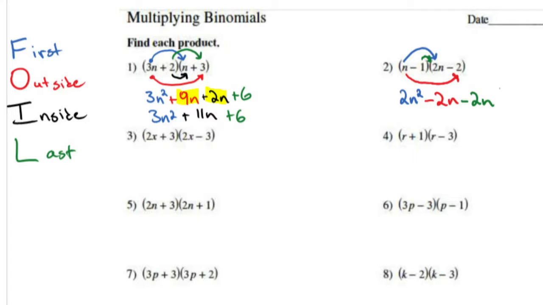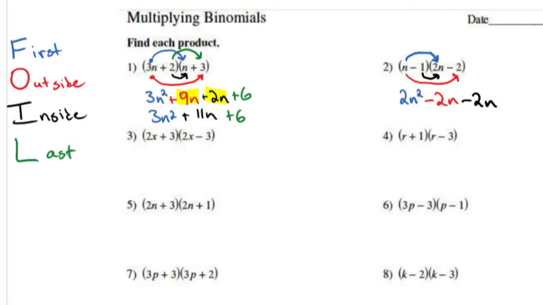And then L, I did that in the wrong color. Get it together, Mr. Borden. First terms. What did I do for insides last time? I did black. Outside, inside. There we go, negative 2n.